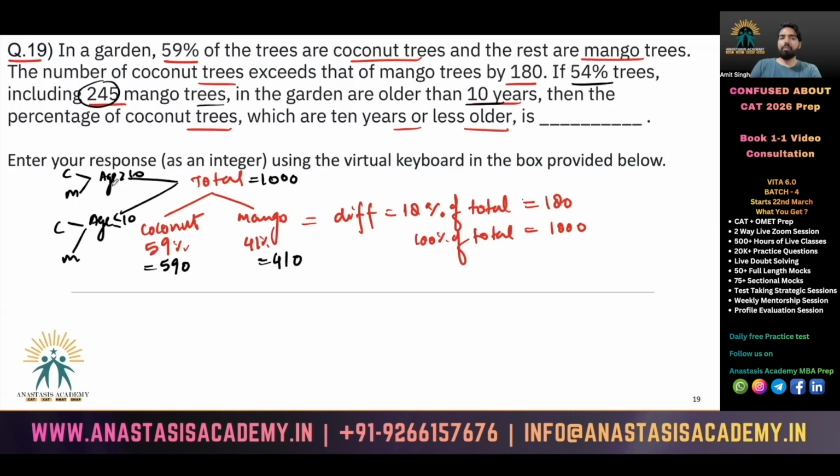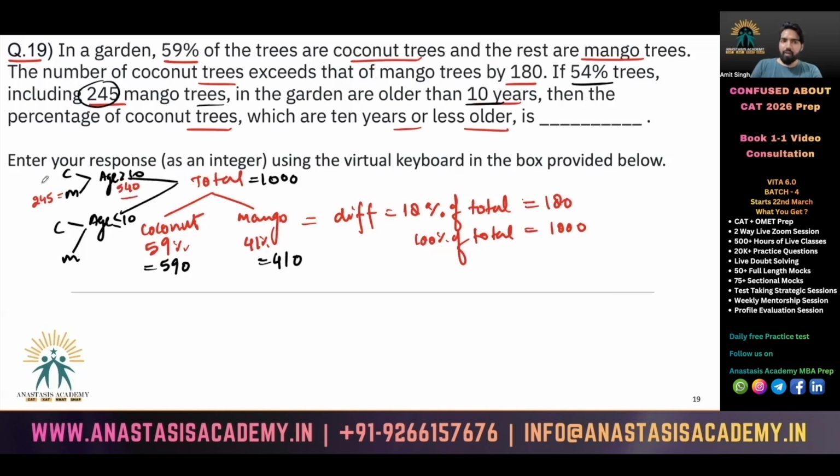Can you see, 54% trees? That would be 540. 540 trees would be of age greater than 10, older than 10 years. So it would be 540, and these include 245 mango trees. So 245 mango trees are there which are greater than 10 years of age, right?